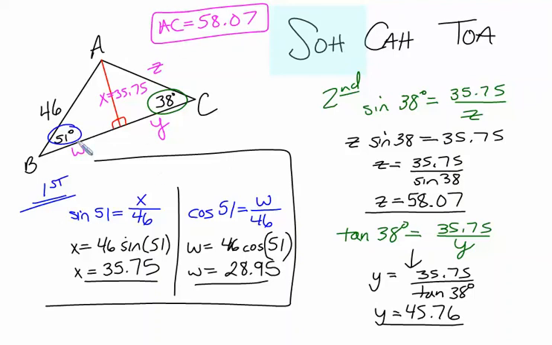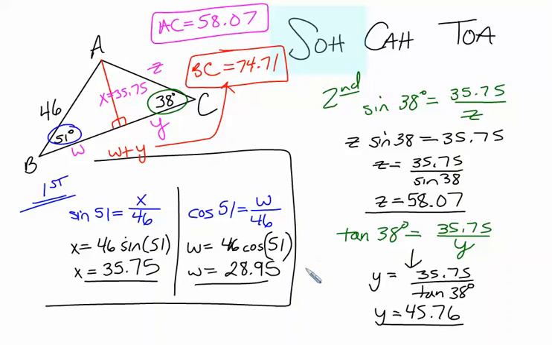And then we would still need to figure out BC. Well, that's just W plus Y. So we could come up here and say that BC is equal to whatever W plus Y is, and that's the 28.95 plus 45.76. 28.95 plus 45.76 gets us about 74.71. And yes, that's a little bit of work, but it's really not that bad. Break it into parts and then add them up at the end.